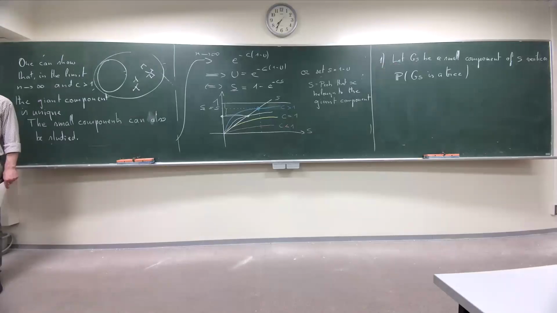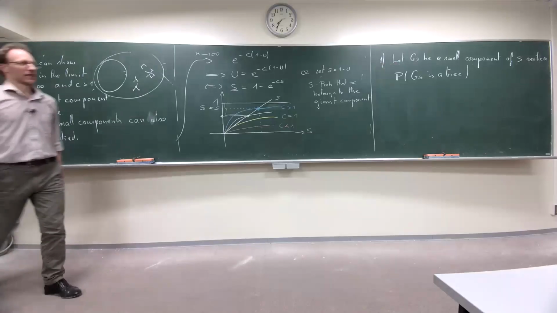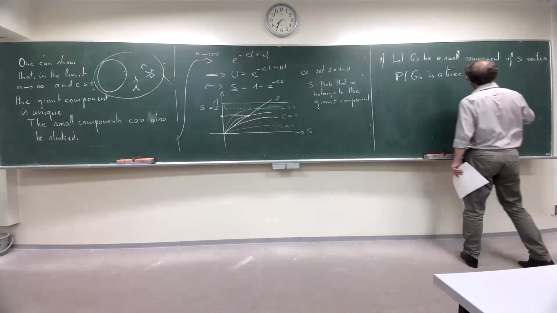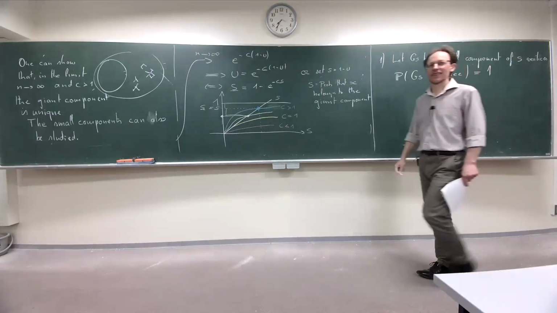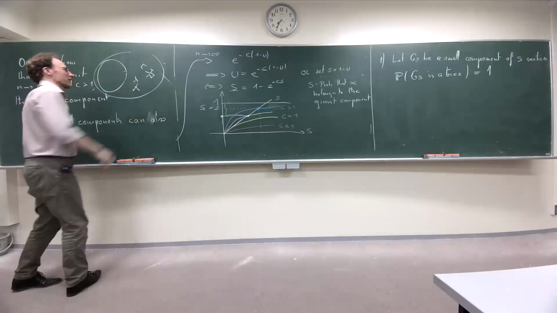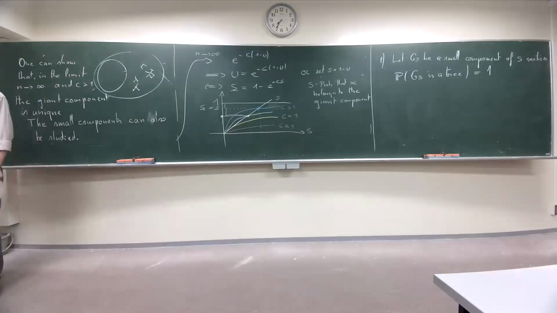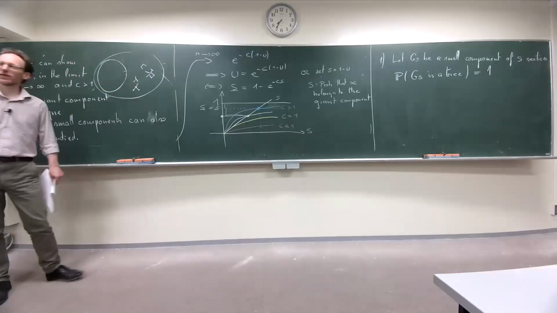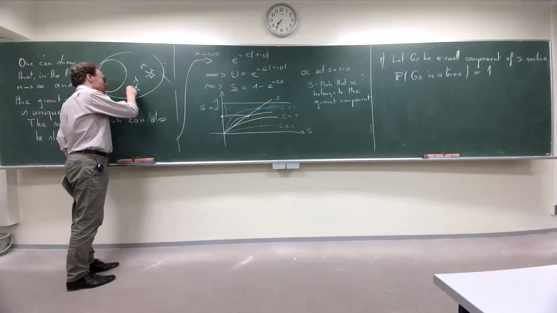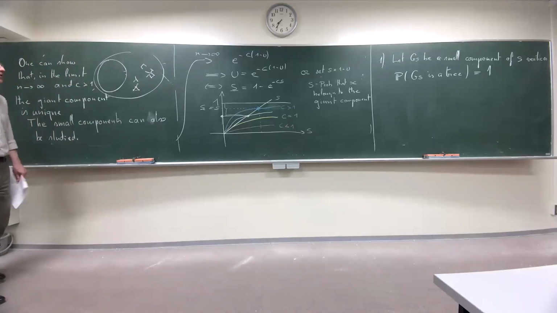Can you guess? 1 minus the probability that there is a cycle. Okay, this would be easy. In fact, it's 1. It means that with probability 1, if you pick one small component, it's a tree. It costs a lot of energy to build a cycle.